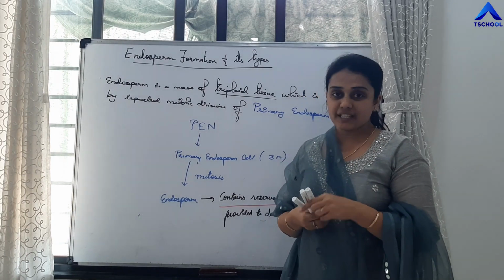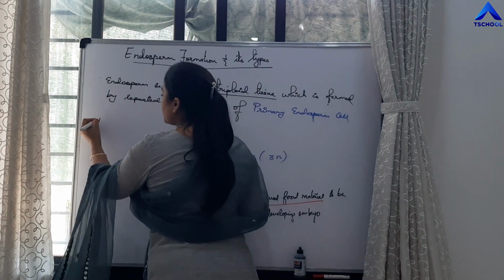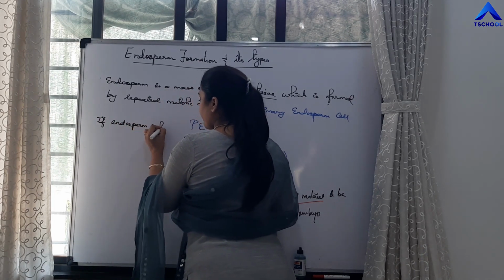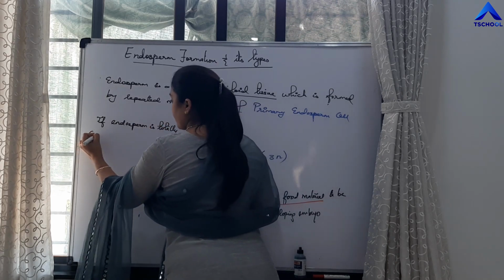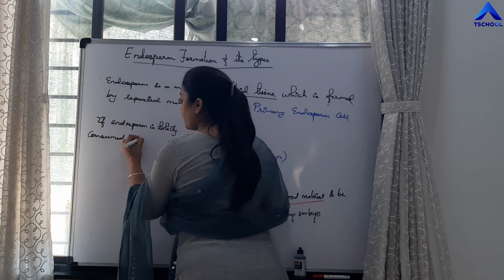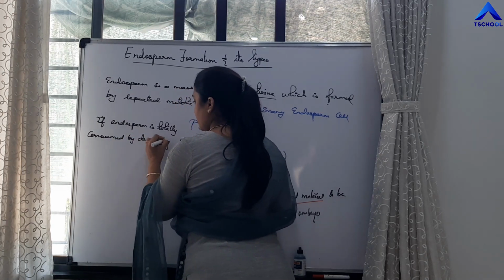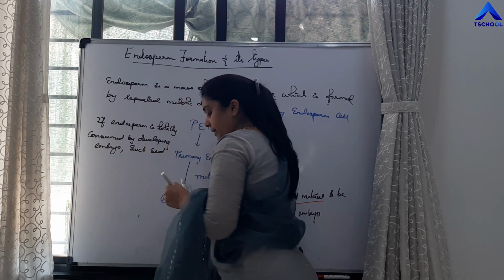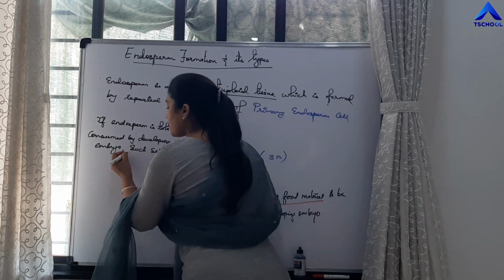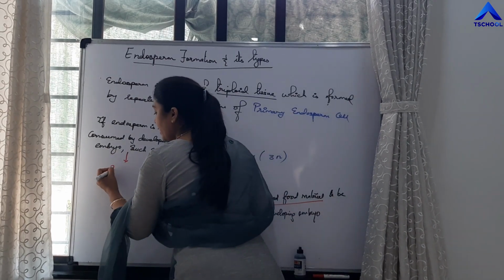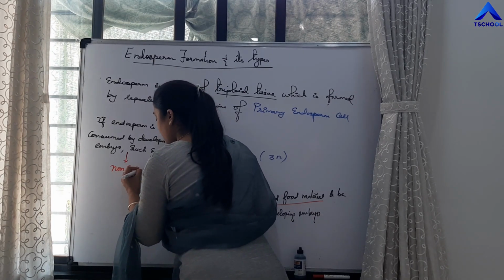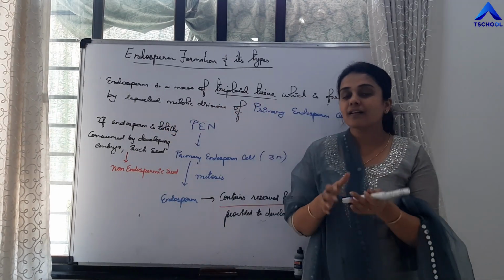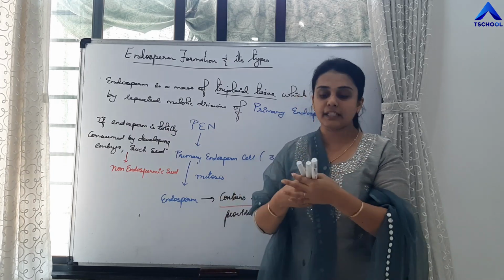There are two types of seed. If the endosperm is totally consumed by the developing embryo, such a seed is called a non-endospermic seed, which means the seed does not possess any endosperm, as it is completely consumed by the embryo.